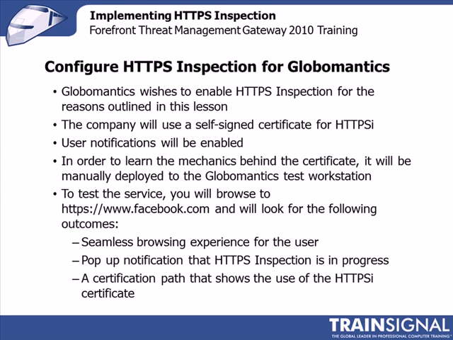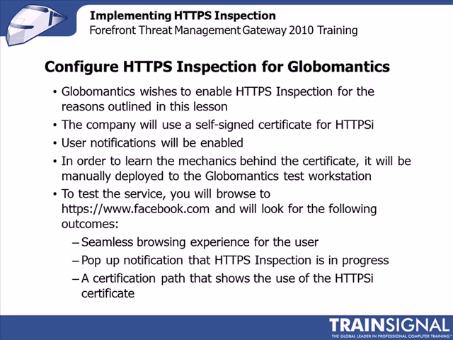I wanted to get to the good stuff, because we're going to go over to the Threat Management Gateway server now and configure HTTPS inspection for GlobalMantics. For all the reasons outlined earlier, GlobalMantics wants to enable HTTPS inspection, and they're going to use a self-signed certificate for this purpose. User notifications will be enabled because GlobalMantics believes in being transparent with their employees about what steps are being taken to protect the company and how it can affect their work. In order to better learn the mechanics behind how the certificate operates, it will be manually deployed to the GlobalMantics test workstation.